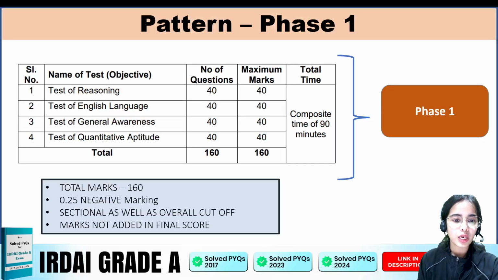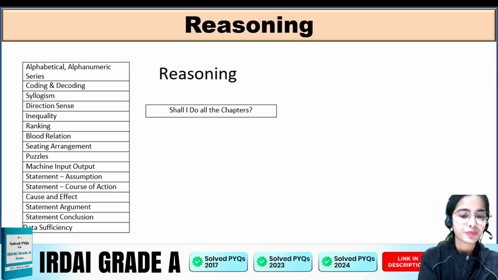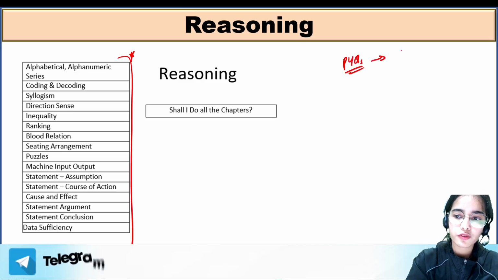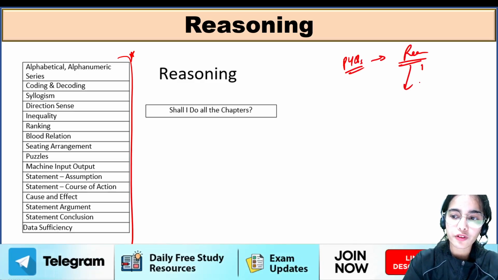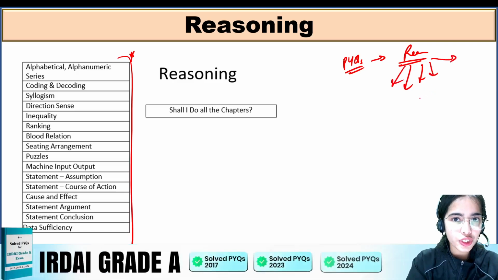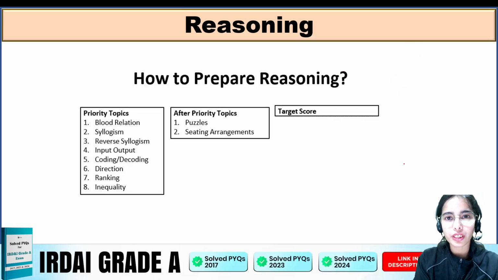Okay, now coming to reasoning. These are the topics in the reasoning. Again, do see the previous year questions. For the reasoning, you will get to know from which topics most of the questions come in the reasoning section, and do see where your strength lies.